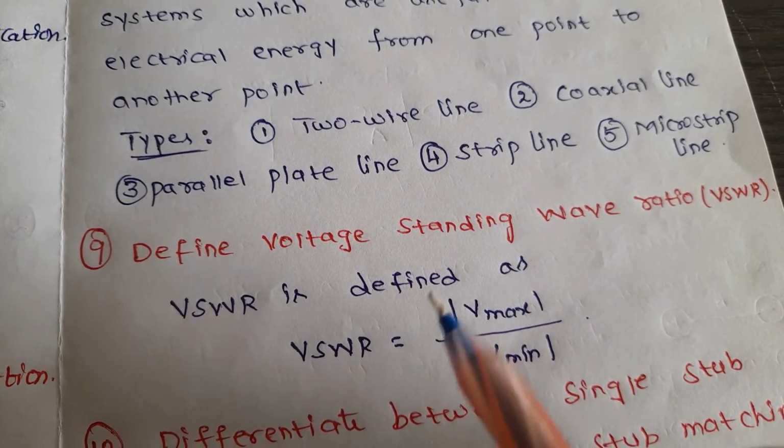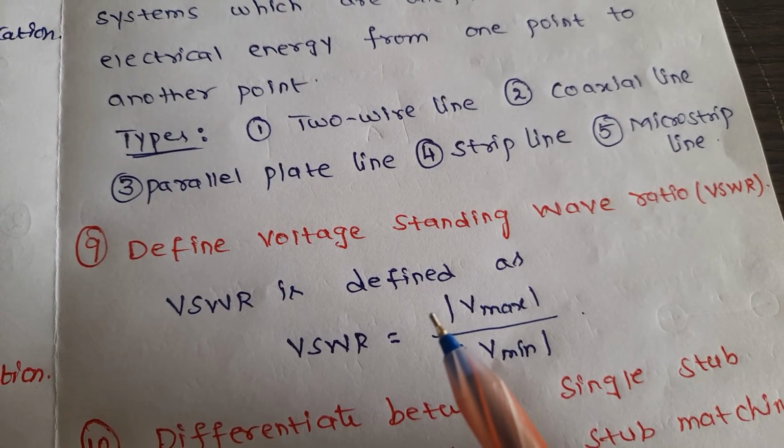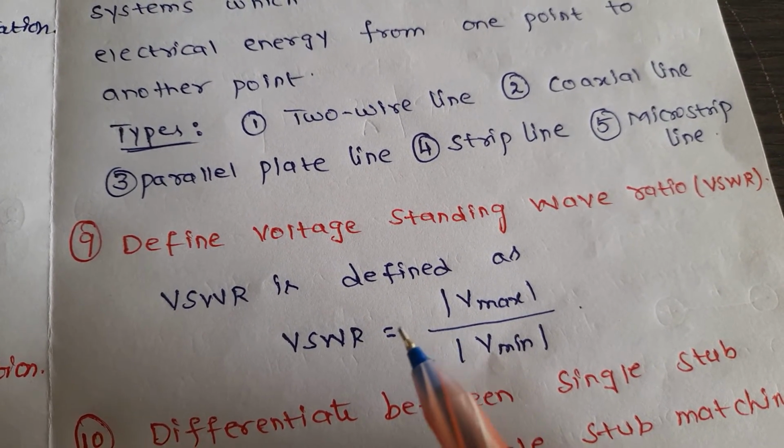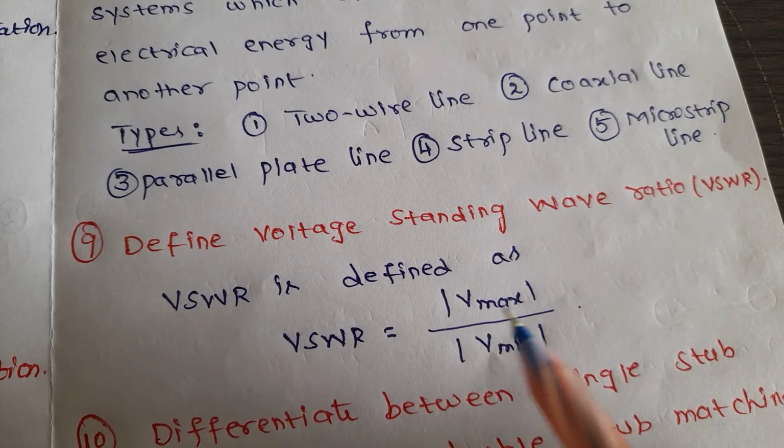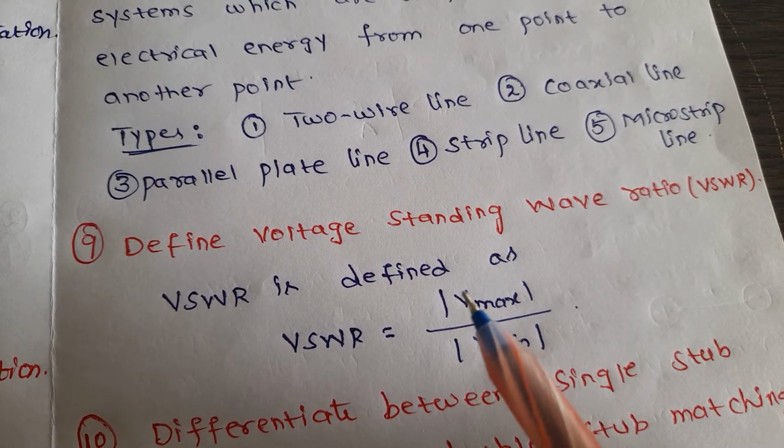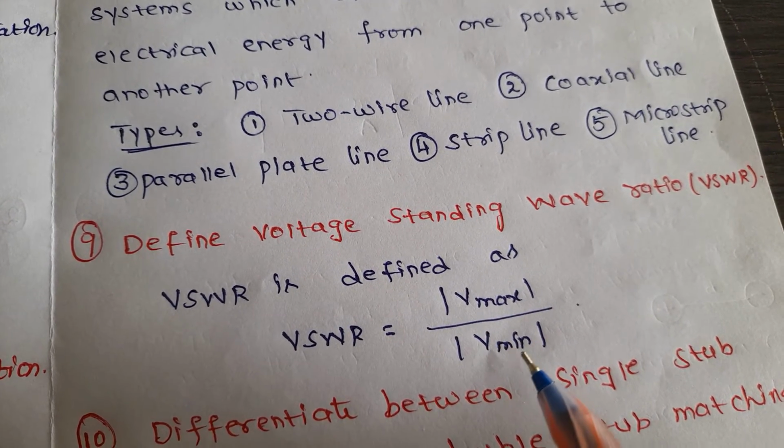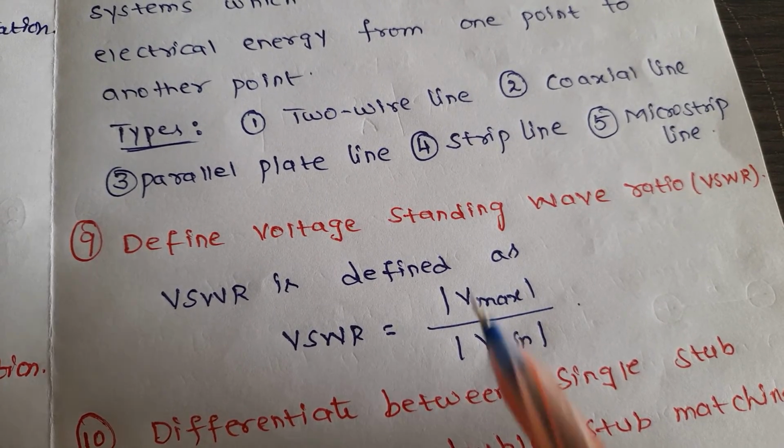Now coming back to the next question, define voltage standing wave ratio. We have seen this definition in the relationship between VSWR and reflection coefficient. It is defined as the ratio of the magnitude of maximum voltage upon the magnitude of minimum voltage.